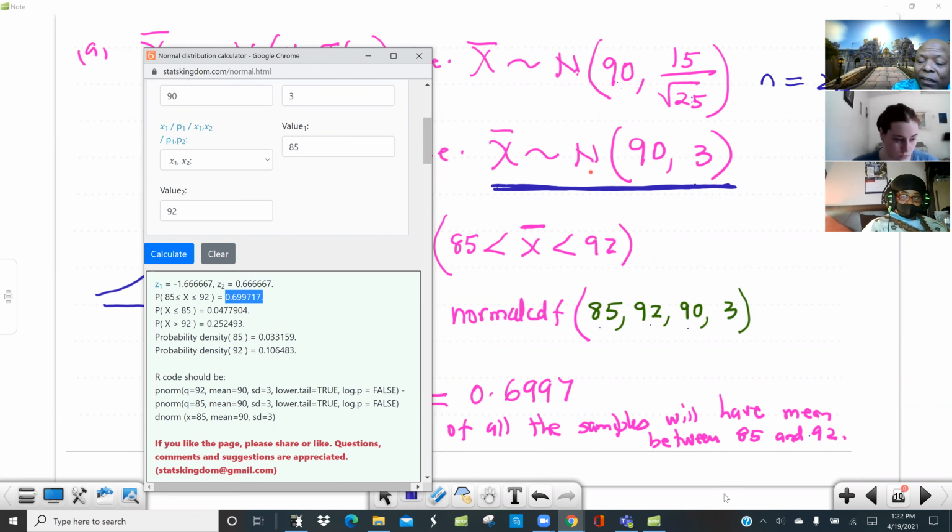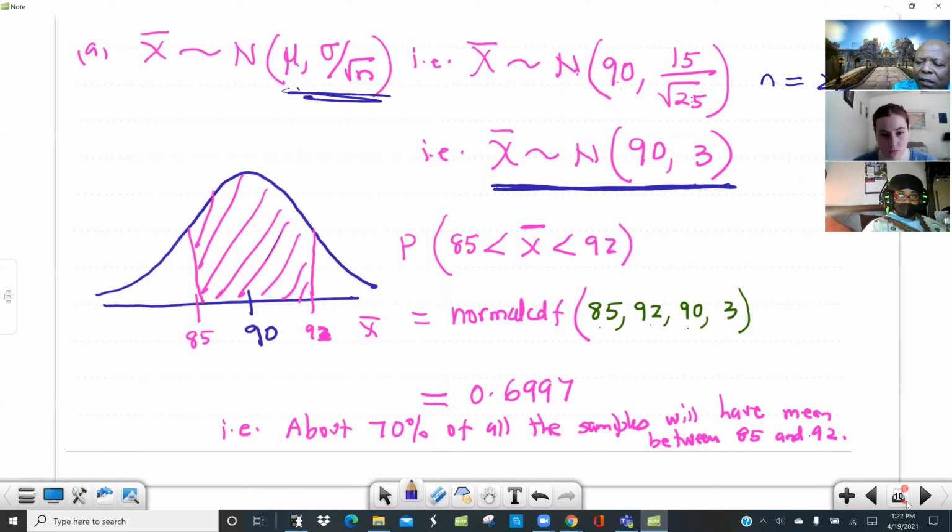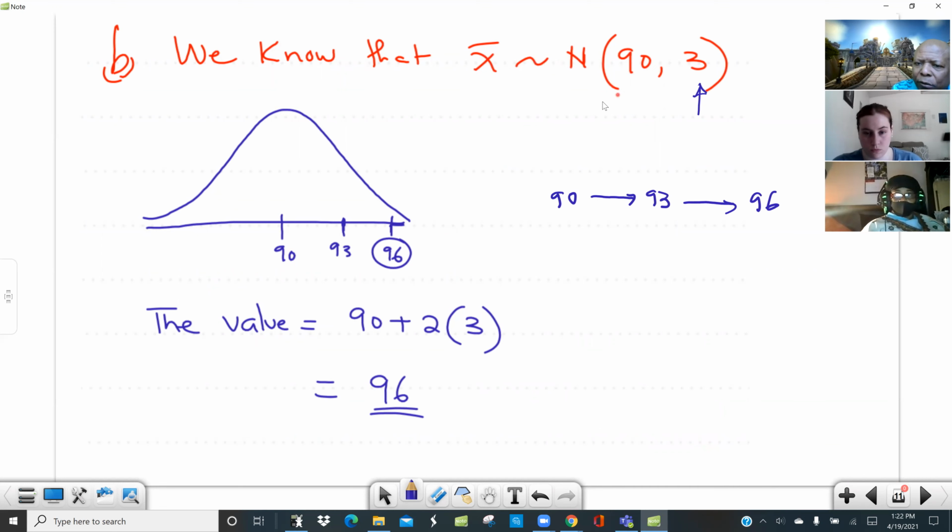So the thing here is we are going to be concerned with describing this normal distribution and then going to the calculator to find the required areas as such. The second part was find the value that is 2 standard deviations above the mean of 90. Well, we know that this sample mean is for this normal distribution. The standard deviation is 3.